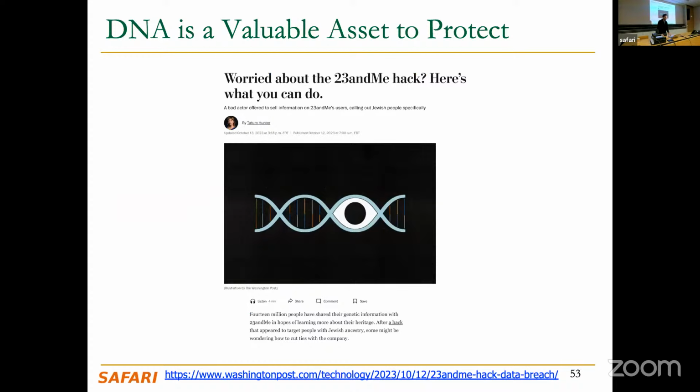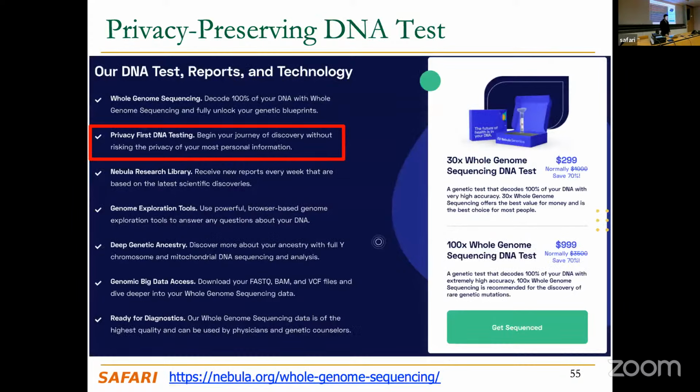So the last point here is that DNA is an extremely valuable asset to protect. Maybe you've probably heard of it, I'm not sure, but there was a recent data leakage. More and more people have been using 23andMe nowadays, and apparently there was a particular data leakage from 23andMe. This caused a concern because apparently those hackers are targeting people with Jewish ancestry. So you can see how sensitive and important this data is, and how important it is to protect. And of course, people are taking measures to protect such sensitive data.